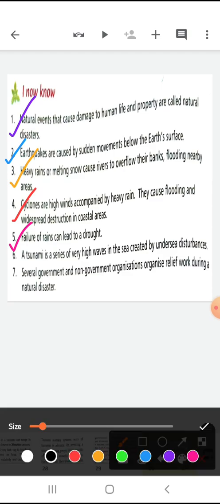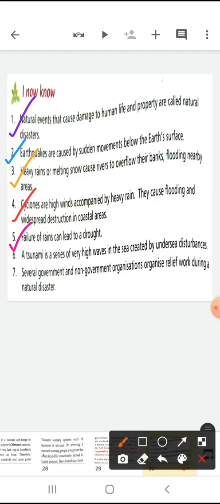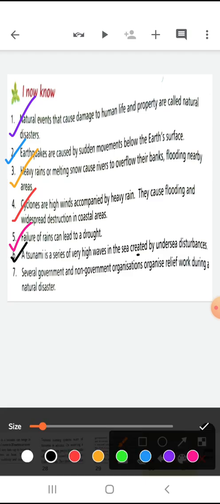Failure of rains can lead to a drought. A tsunami is a series of very high waves in the sea created by undersea disturbance. Yes. Several government and non-government organizations organize relief work during any natural disaster. So this chapter is about all these natural disasters which occur naturally, and what precautions we should take and what the causes and effects are.